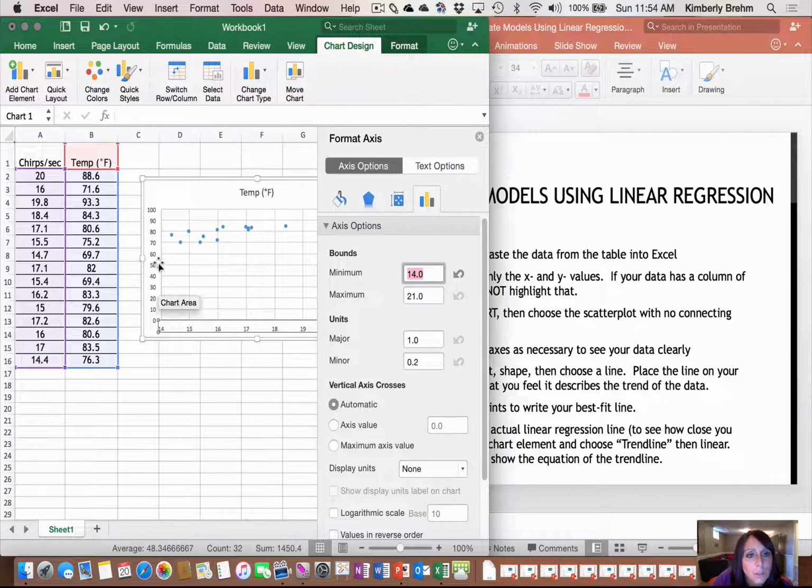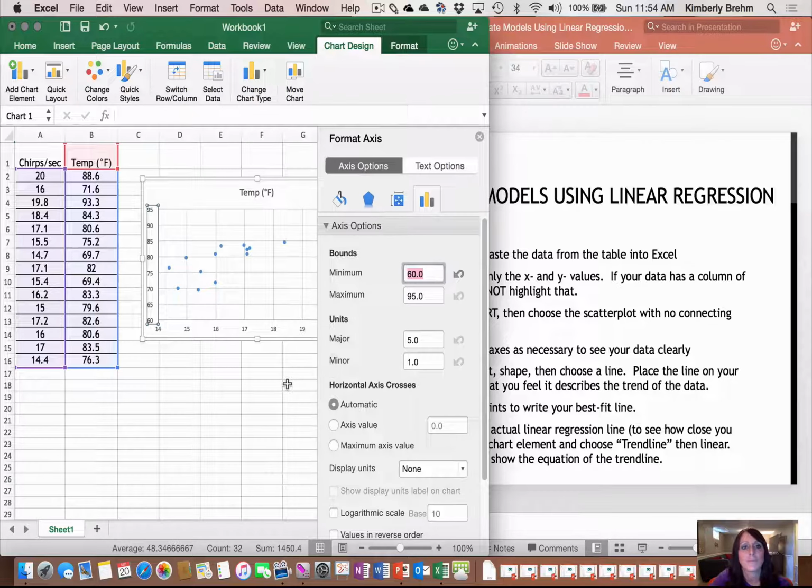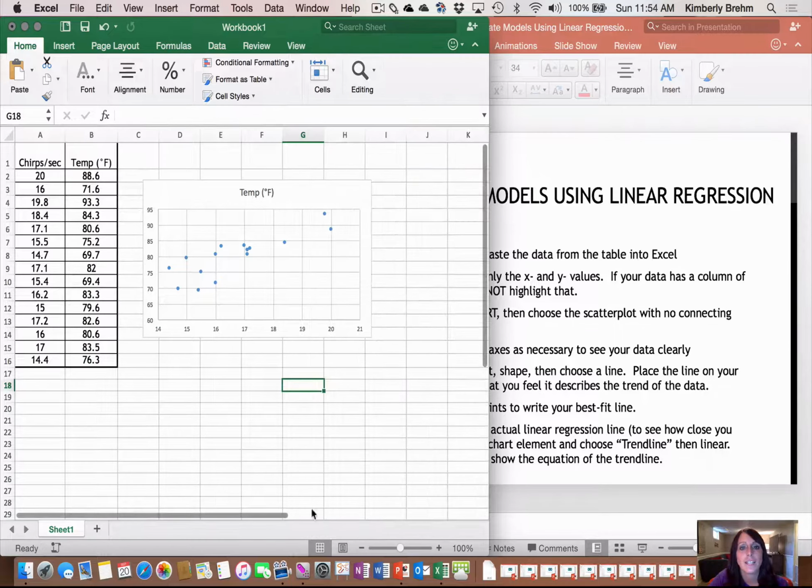It looks like my first y value starts after 60. So then I'm going to double click on the y values and make the minimum 60. So now I can see a little bit more of what I think that data looks like. And looking at it, it does appear to go up from left to right.